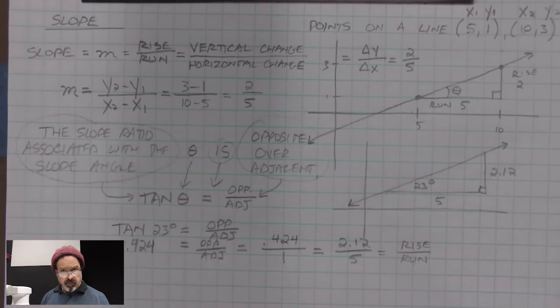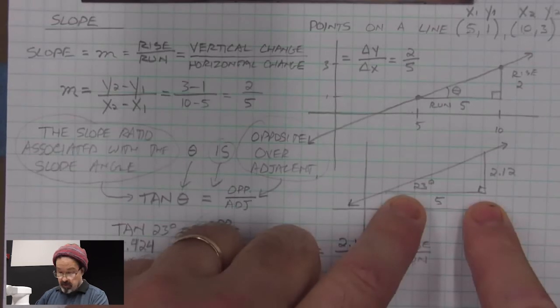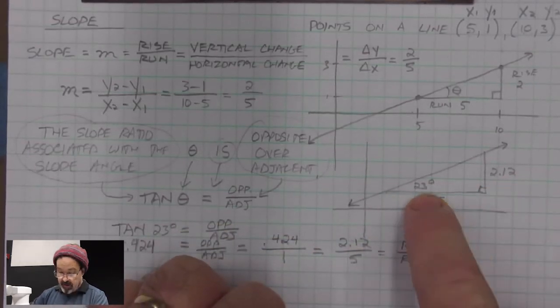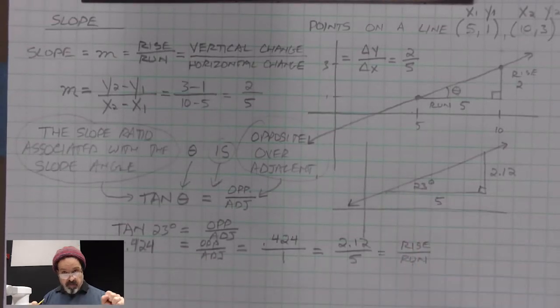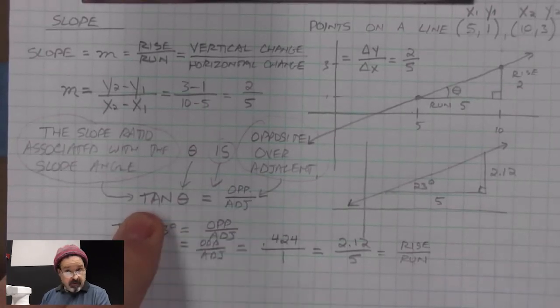So what did we do? We did a new thing. Remember, there are two ways to think about slope now: as a ratio, rise over run, and as an angle. And they are mathematically related. If you know one, you can get the other. How do you do that? With this concept of tangent and a calculator.